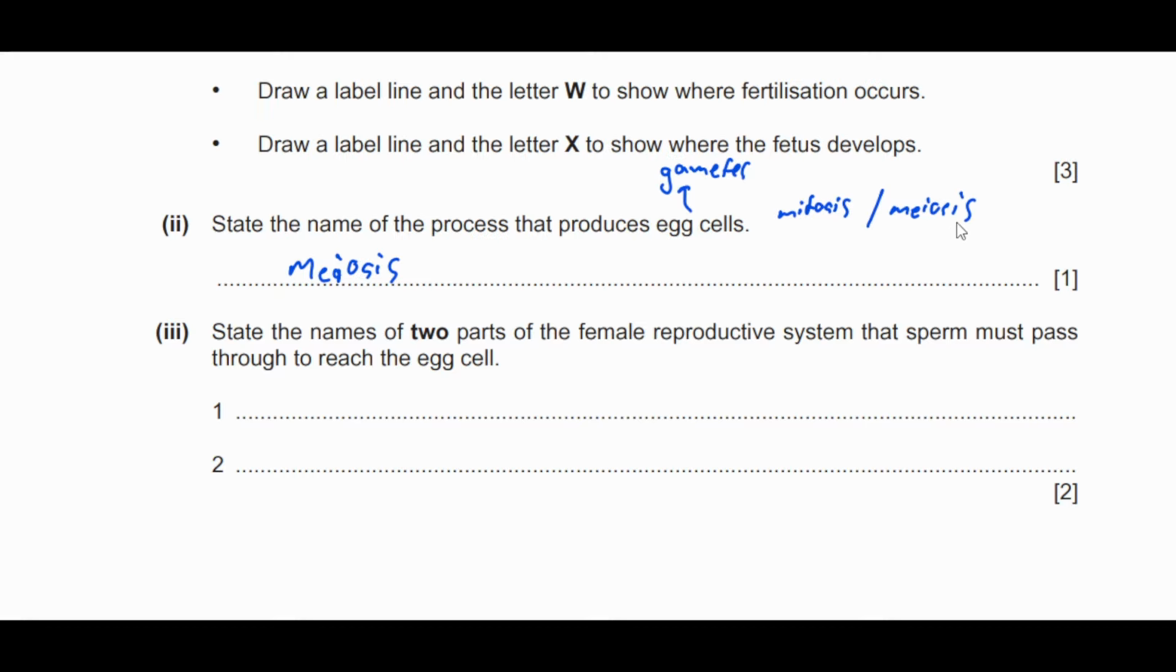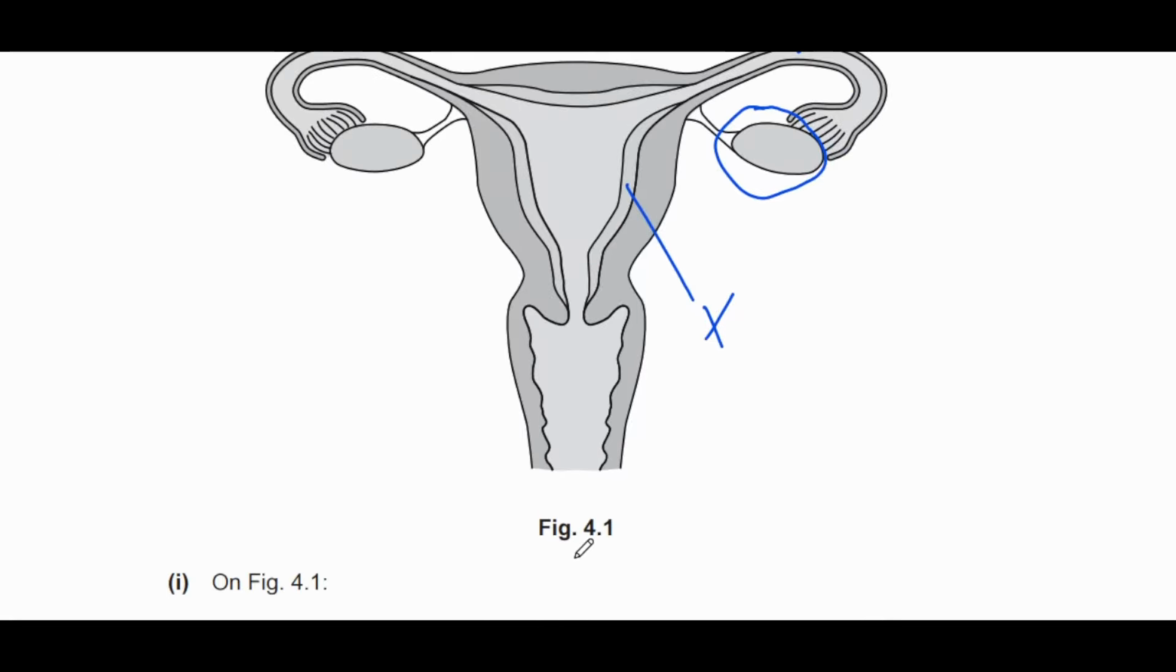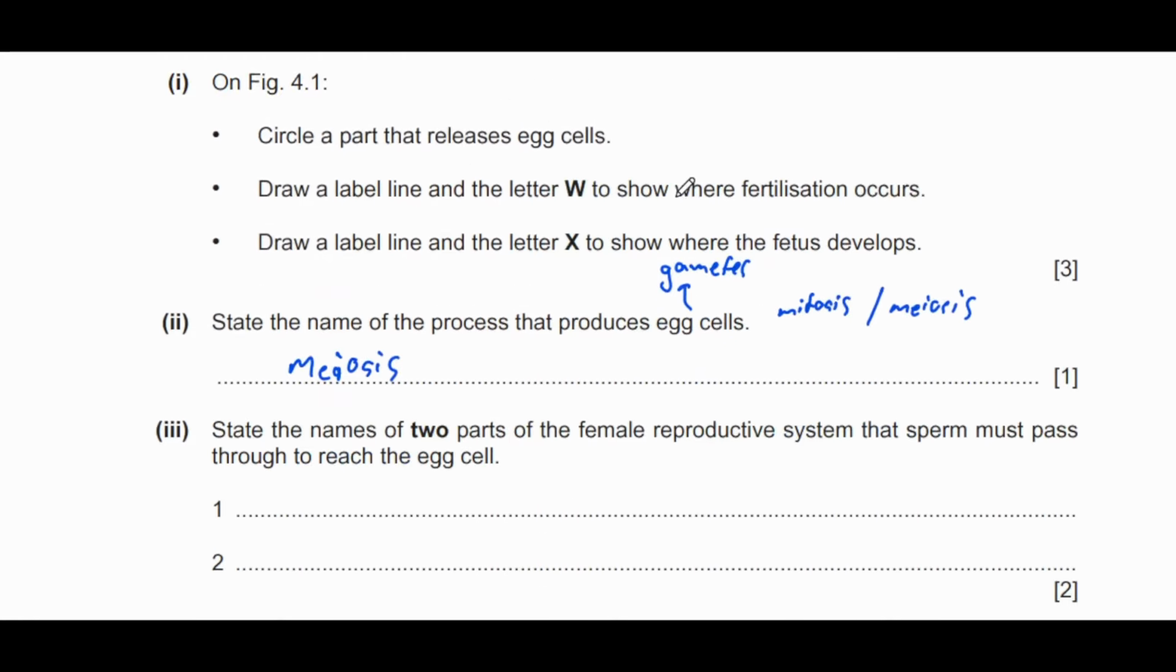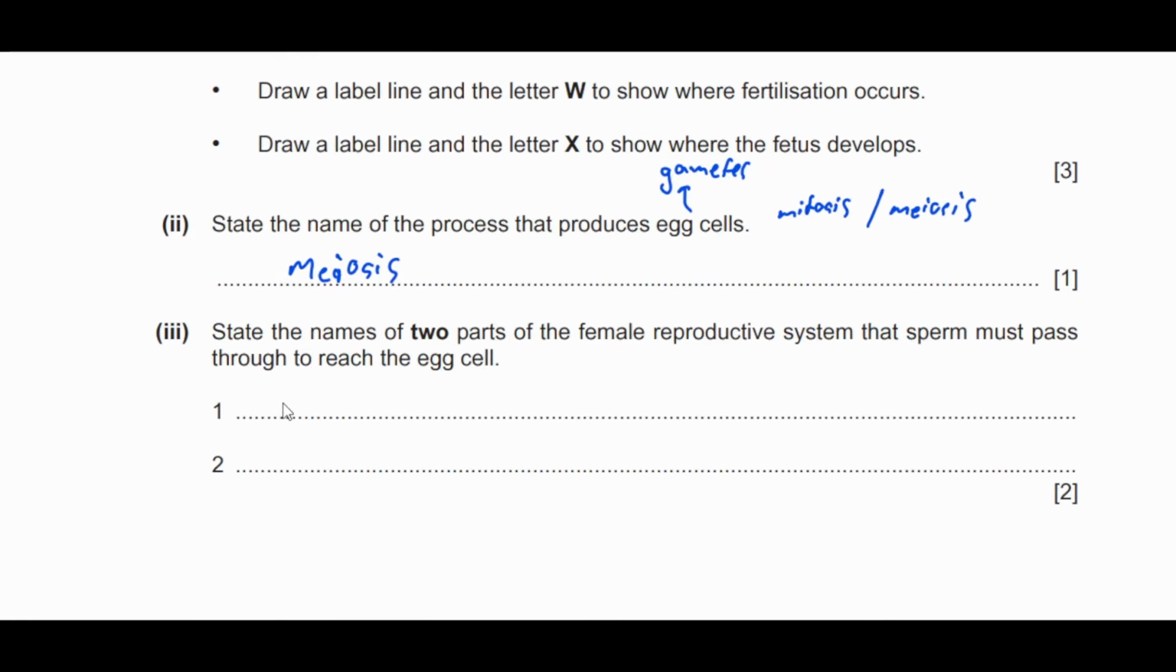Okay. Question 3. State the names of 2 parts of the female reproductive system that sperm must pass through to reach the egg cell. Okay. So you can write the name of any part before the fallopian tube, or you can even write the fallopian tube, right? You just need 2 names, so anything from vagina, cervix, uterus, or the oviduct / fallopian tube. Okay?